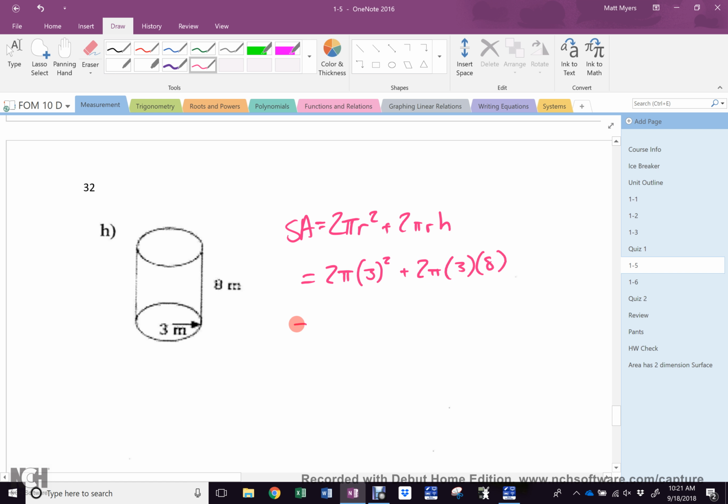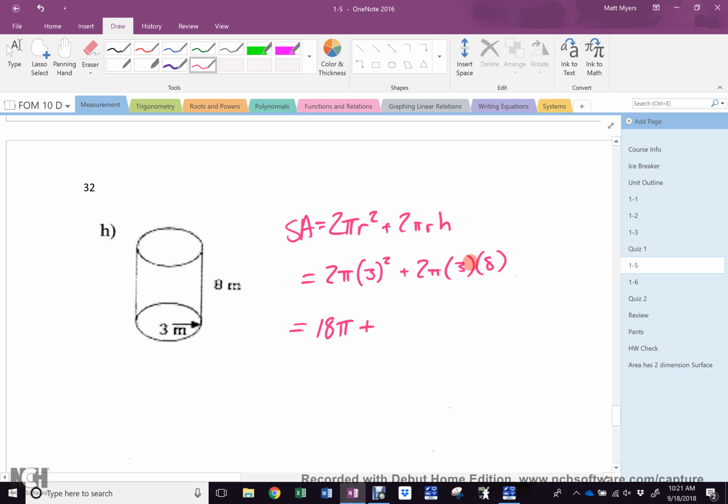8. Now, remember yesterday or the day before, whenever we talked about it, whenever you have pi, as you get more and more advanced in math, you're going to leave it alone. So what is 3 squared? 9. What's 9 times 2? So I have 18 pi's there, yes?